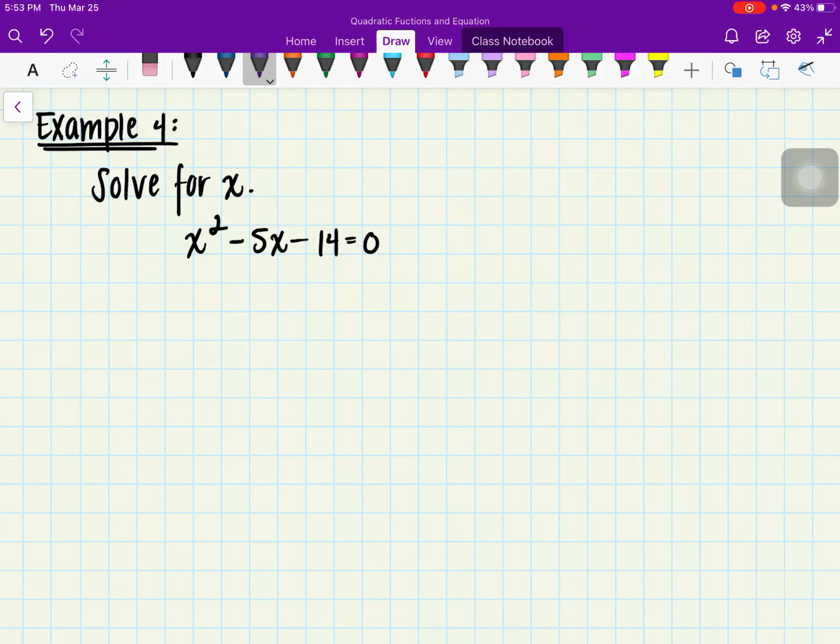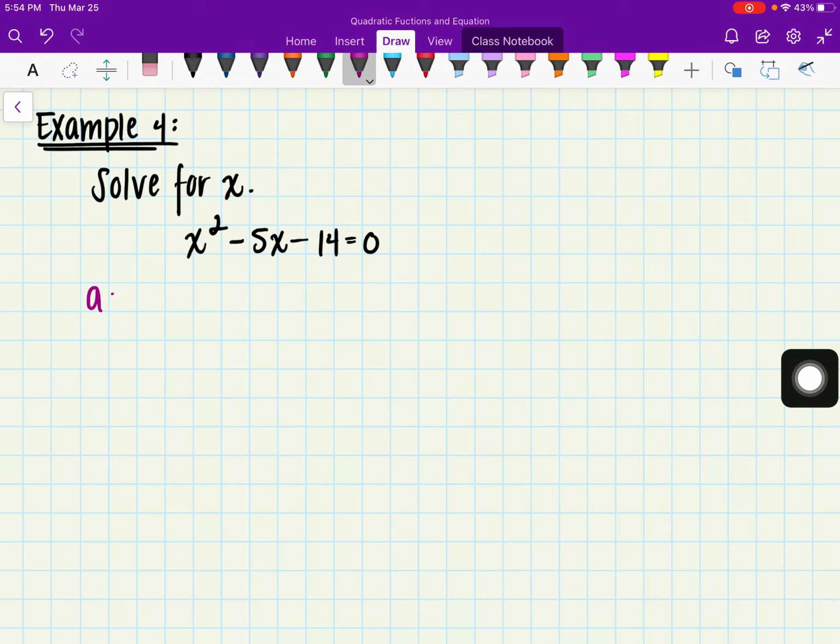Let's go ahead and do our last example, guys. Last example of the lesson is example 4. And once again, our goal is to solve for x. So whenever you're asked to solve for x and you have a quadratic expression, one of the methods that you can use is factoring using the diamond method. So that's what we're going to go ahead and do here.